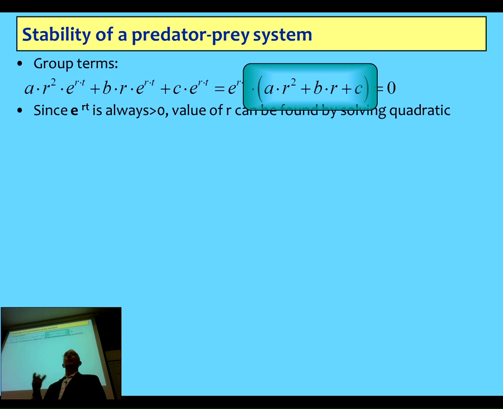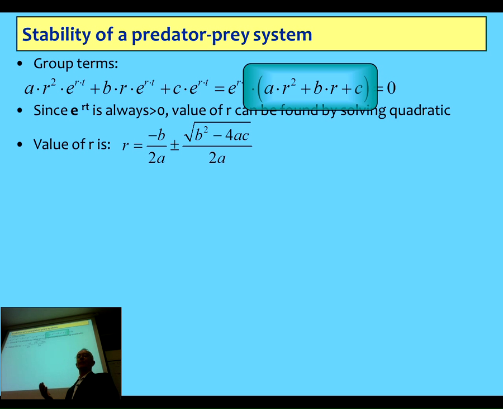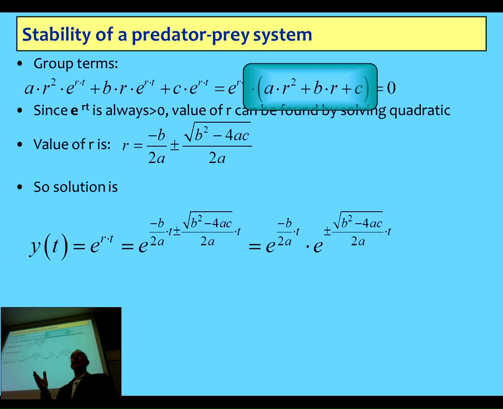And that quadratic equation, we all know the formula for a quadratic. You can't escape that at school. So we know r is going to be minus b over 2a plus or minus the square root of b squared minus 4ac all over 2a. Now the solution, when you feed it back in again, is going to be y of t is e raised to the power of minus b over 2a times t, multiplied by e raised to the power of plus or minus the discriminant multiplied by t.